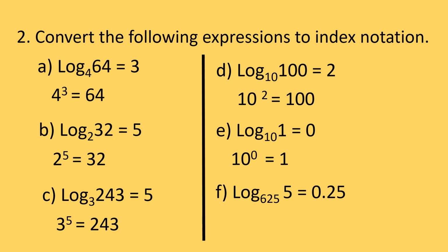Question F. Logarithm of 5 to base 625 equals to 0.25. So we take 625 raised to power 0.25 equals to 5. And this is written as 625 power 0.25 equals to 5.